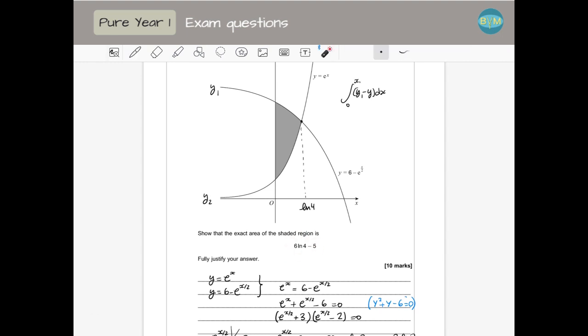And that's all with this question. So we have to find the point of intersection to see the limits of integration, and then we are going to integrate the difference between the top one and the bottom one, yeah, and that's all.